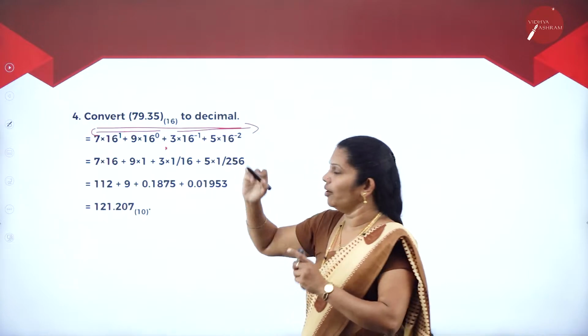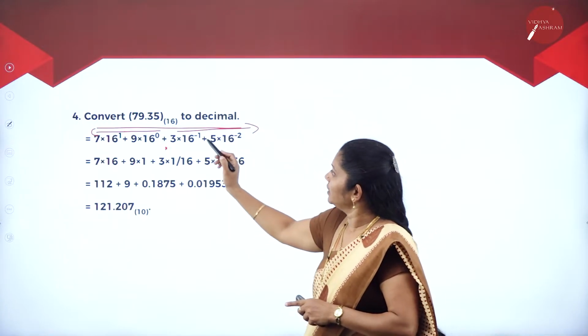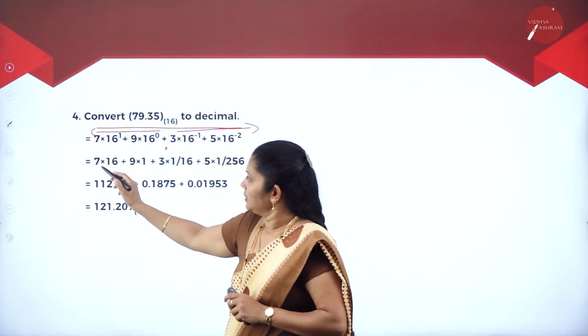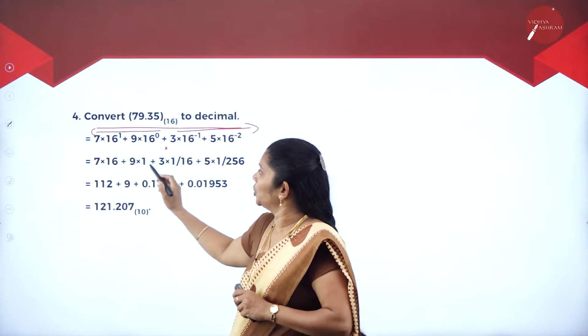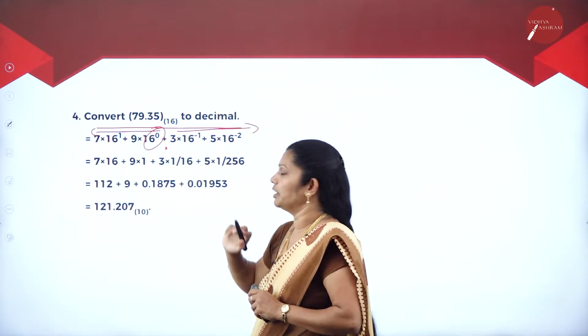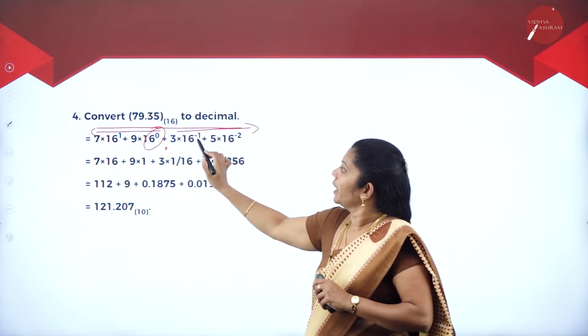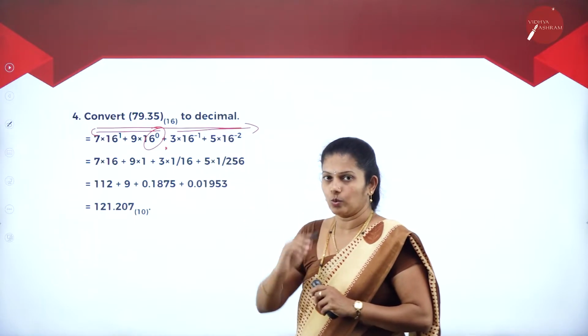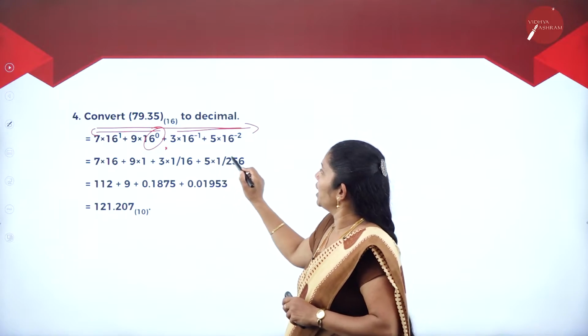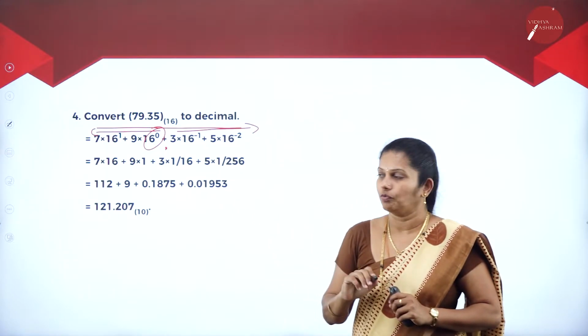Whereas if it is after the point, that is the fractional part, then minus 1, minus 2, like that you have to increase the power. Then 7 into 16 plus 9 into 16 to the power of 0, which is 1, plus 1 into 1 divided by 16. Because here we have the negative sign, minus 1, to make it positive, write down the denominator, plus 5 into 1 divided by 256.